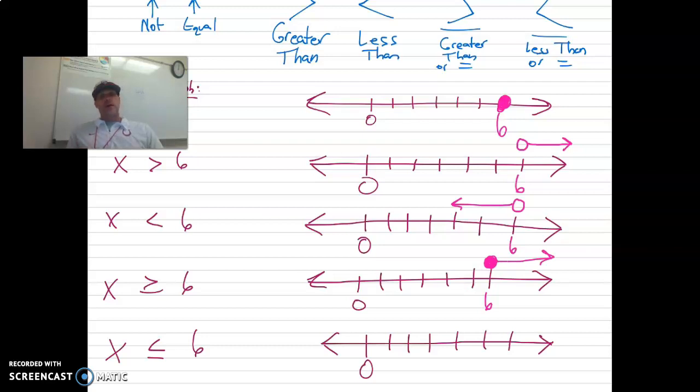All right, so x is less than or equal to 6. First, let's label the 6. 2, 3, 4, 5, 6. Is it equal to 6? Yes, it is. So we put a shaded in dot there. So that means the answer can be 6. But it's not only 6, it's also everything less than 6. So x is less than or equal to 6.